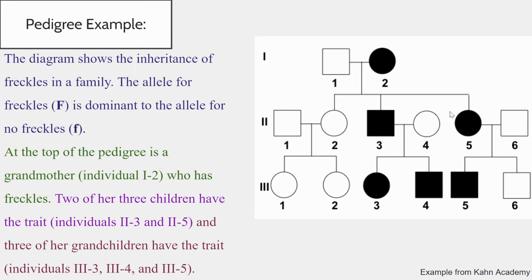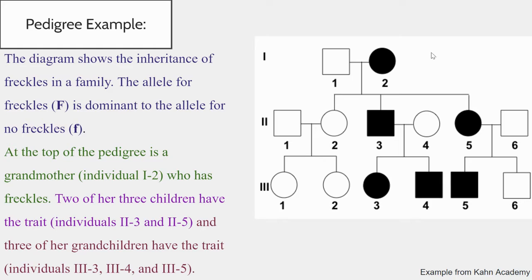Here is an example of a pedigree. This is a pedigree that shows the inheritance of freckles within a family. The allele for freckles, big F, is actually dominant to the allele for having no freckles, which would be little f. So this is a pedigree of a dominant trait and how it is passed on over a family.